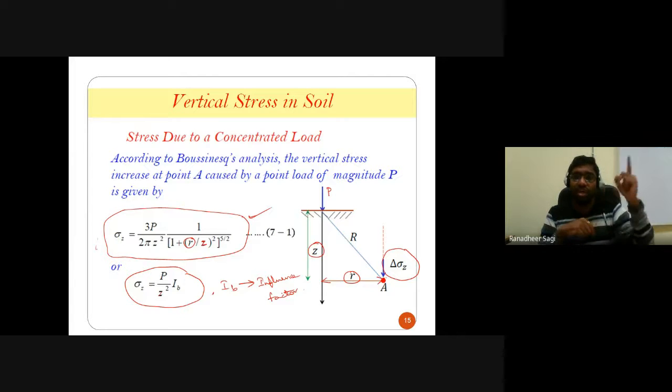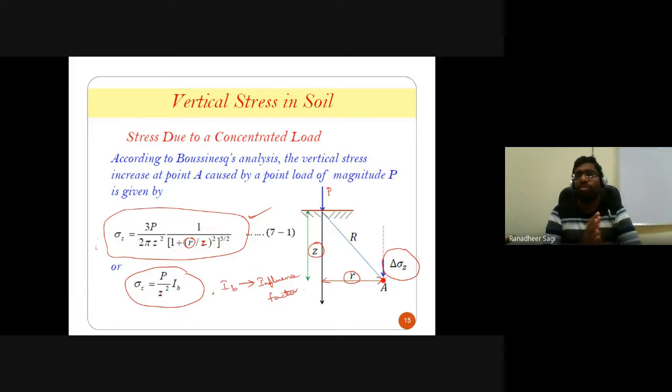What is the influence of the point load applied at the ground surface? What is the effect of this point load applied at the ground surface with respect to the position of point A? So that is what is called your influence factor. Okay, so from the expression I can directly calculate the influence factor and substitute. However, you also have some standard tables from which you can pick your influence factor value. You need not calculate it.